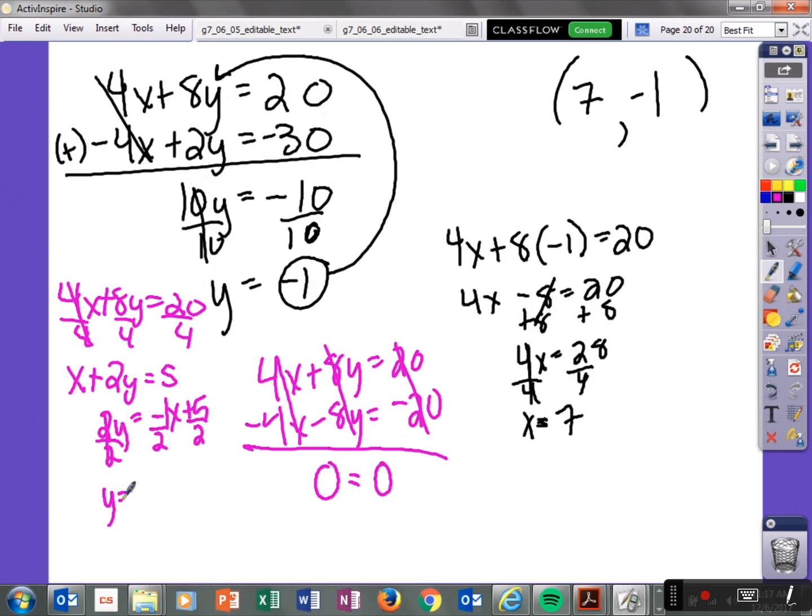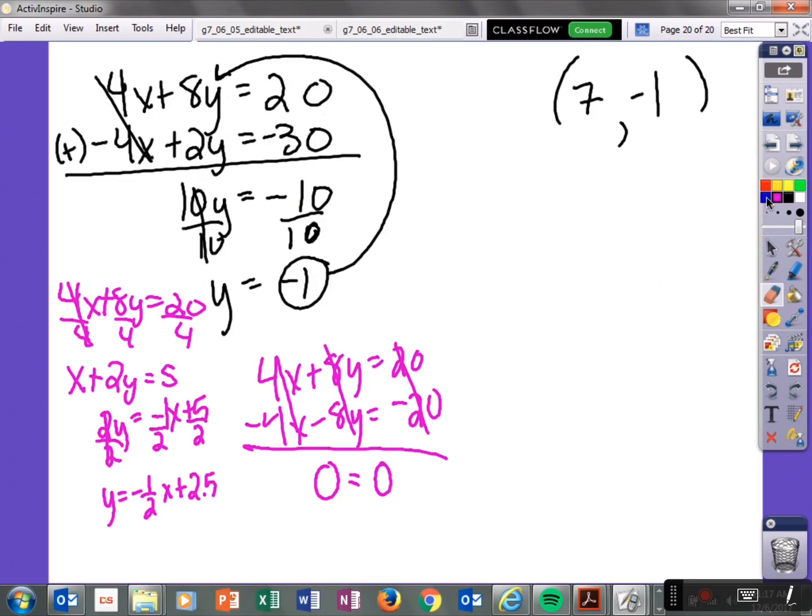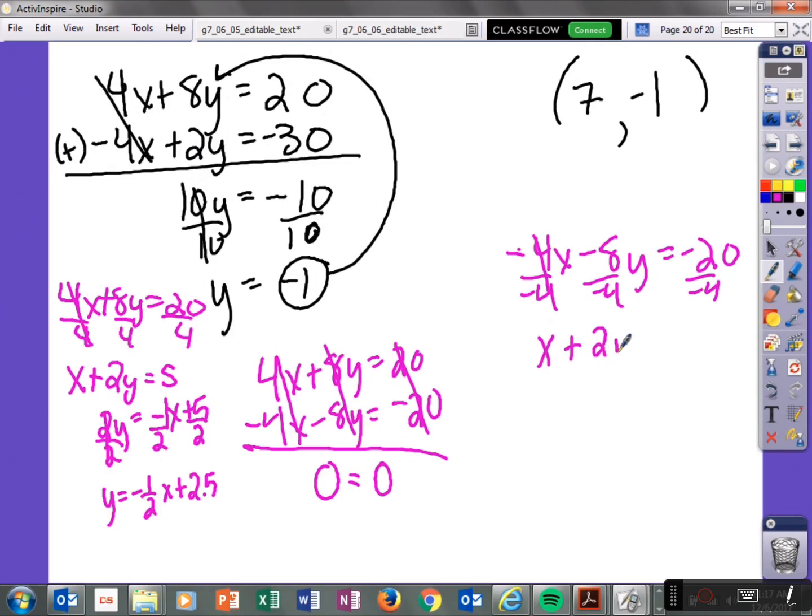So y equals negative 1/2 x plus 2.5, right? Let's do the same thing with the bottom one. Let's get it with x by itself. Again, all of them are divisible by what? Not just 4, but negative 4. They're all divisible by negative 4, aren't they? Don't they all have negatives on them too? So x plus 2y equals 5. Starting to look a little familiar, isn't it?